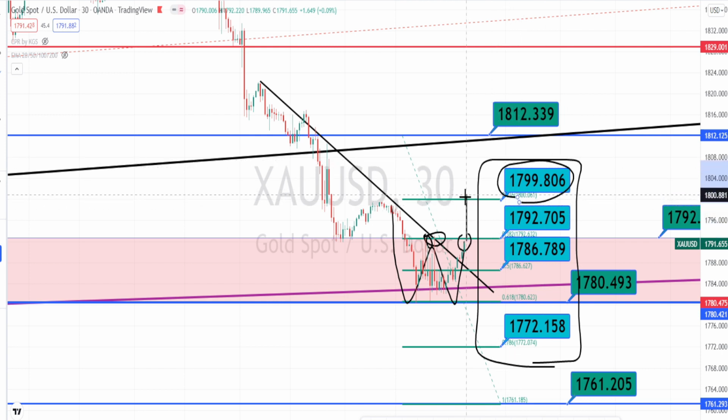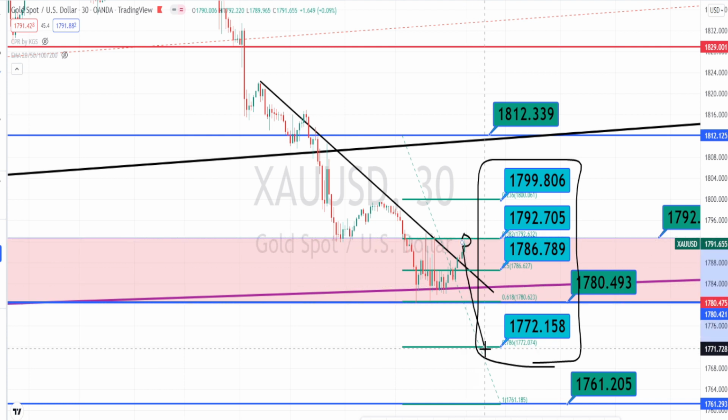If the bullish trend still continues, we can expect it to test the next level of resistance from the higher time frame, which is going to be around 1812. And if the price action fails to break this resistance level, we can expect it to retrace and test the next level of support, which is going to be around 1772.